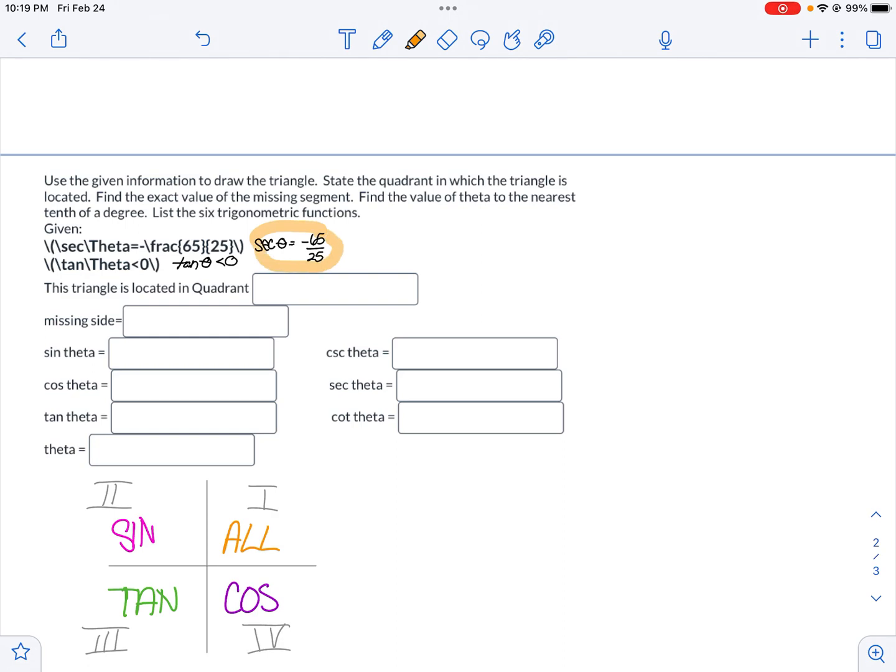So if that is fact, and we are told in the given information that secant is negative, then if secant is negative, then cosine is negative. So if cosine is negative, right now, we know that we are either going to be in quadrant 2 or 3, because cosine has to be negative, and cosine's positive in 1 and 4.